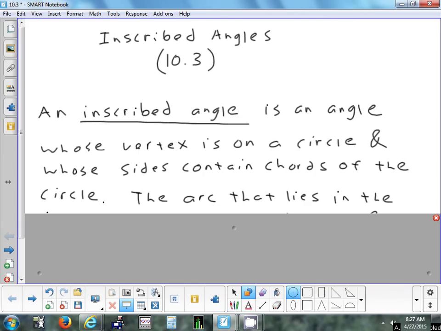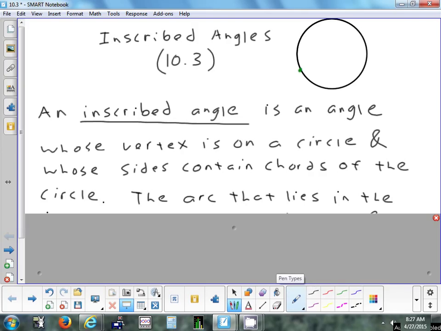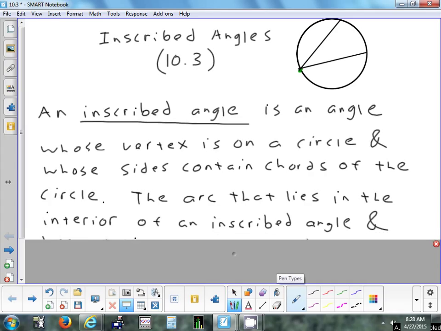Okay, so let me make a sketch. So there's going to be my vertex. That's going to be on the edge of the circle. And there's two chords that make up the sides of the angle. That's an inscribed angle, what I just drew. And the two sides of the angle are chords. I also created an arc right here.